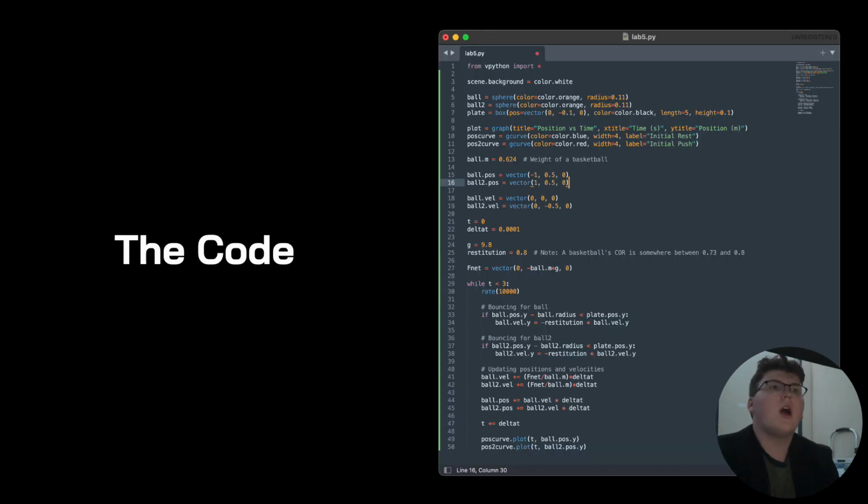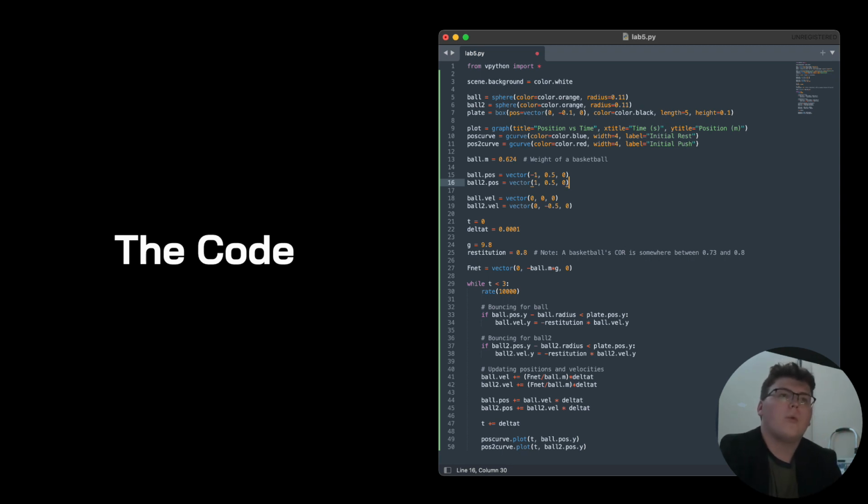So here's the code. So after we set up what the ball is and stuff, we then take the ball and we establish its mass to be 0.624, and we give it a position of 0.5 meters above the plate. And then we set g to be 9.8 meters per second squared. And then restitution is 0.8. That's the amount of energy the ball retains every bounce, and it's going to maintain with a COR, coefficient of restitution, of 0.8.